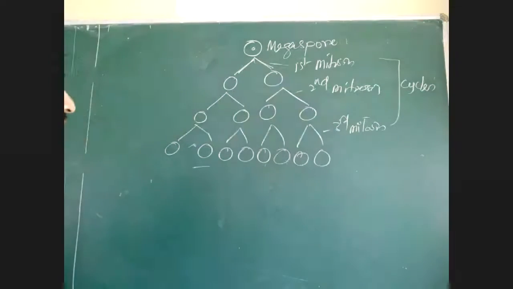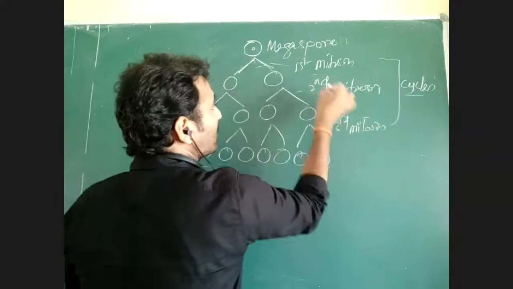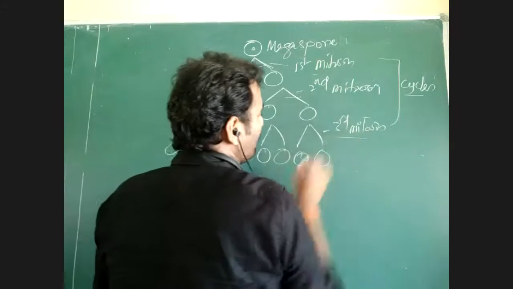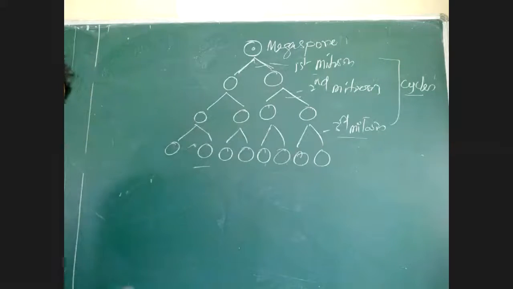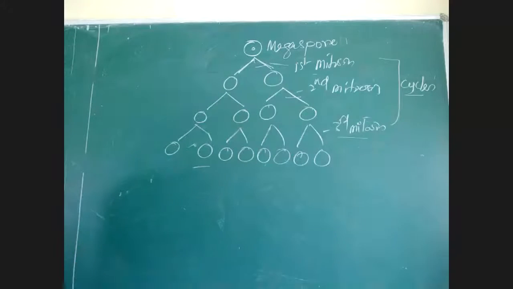3 mitotic generations are required. This is 1 mitotic generation. This is second mitotic generation. Third mitotic generation. If the question is coming, how many mitotic divisions are required, then our answer should be what? 7.